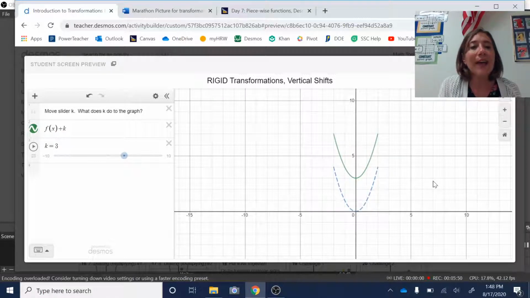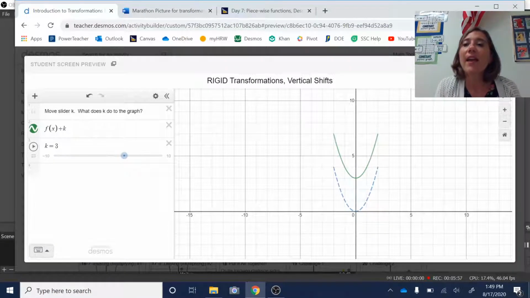So you'll see what happens as you change your k value, and it's going to affect the vertical shifts. You can tell that from the title. Let's see what's next here.